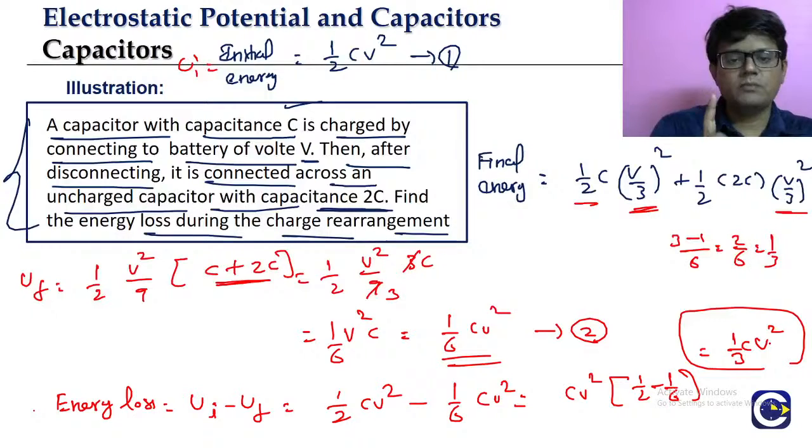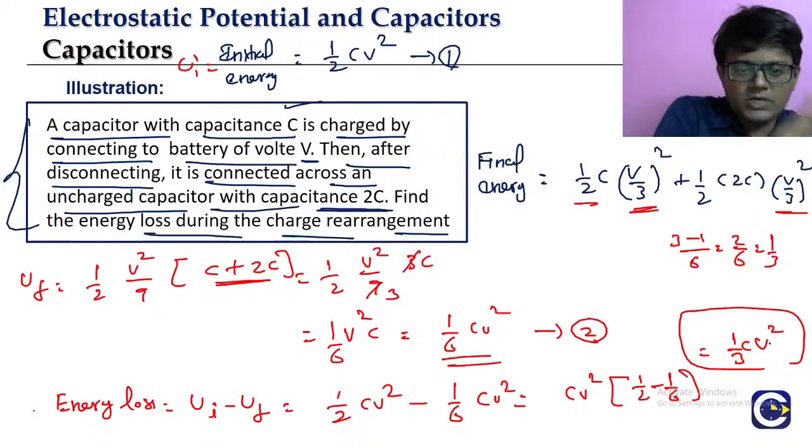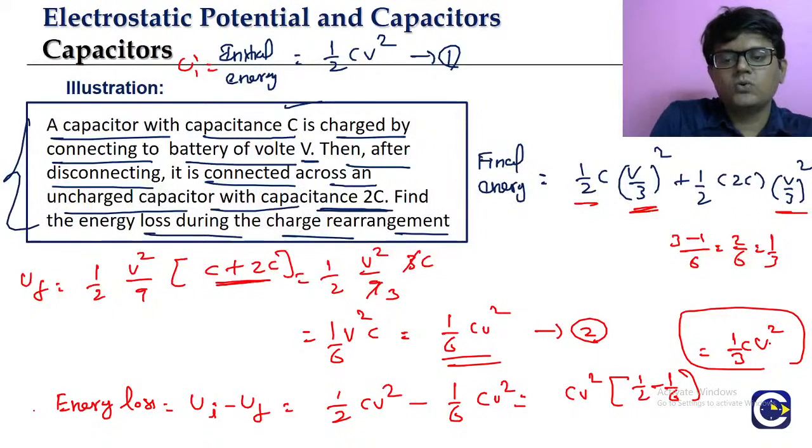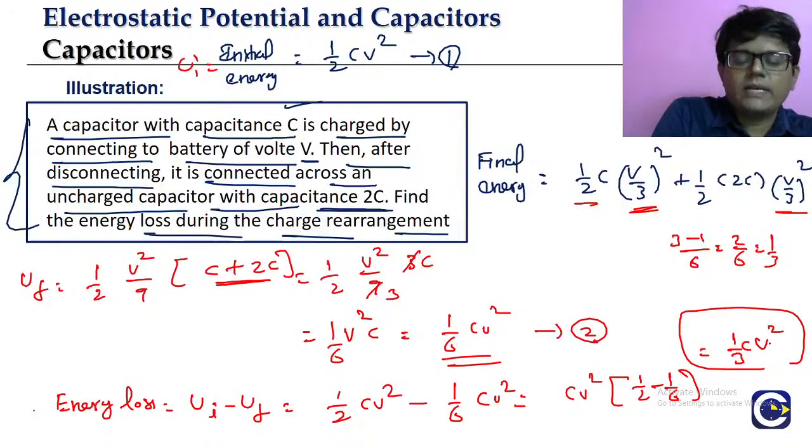So we need to remember just one point. Whenever we have this energy loss question, we will have to find the common potential. After finding the common potential, what will we have to do? We will have to calculate the final energy values on both the capacitors. Add them, and we will get the total final energy.